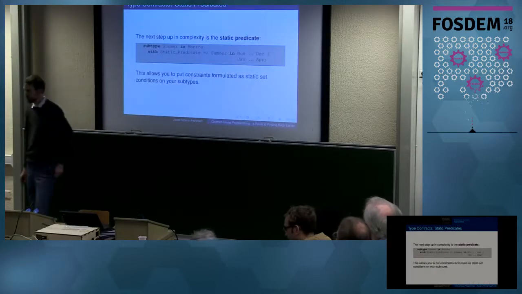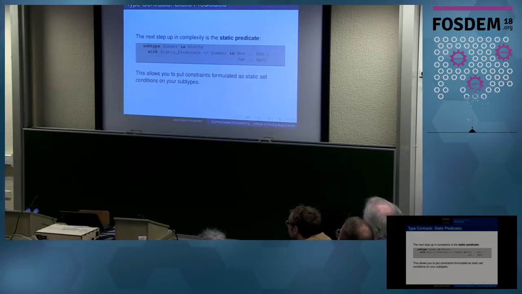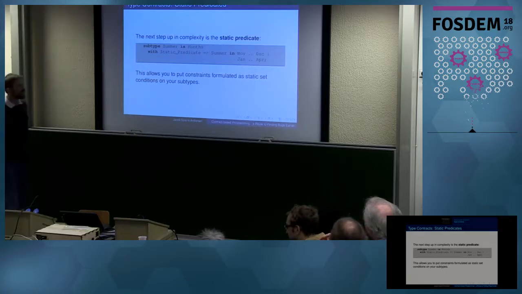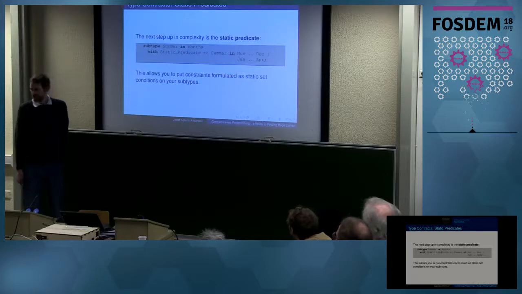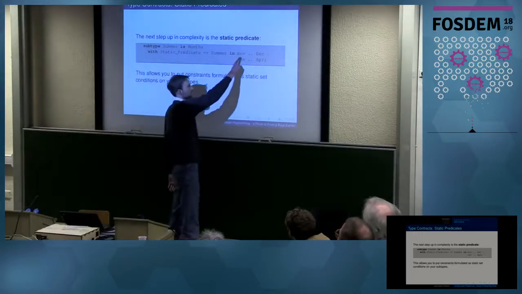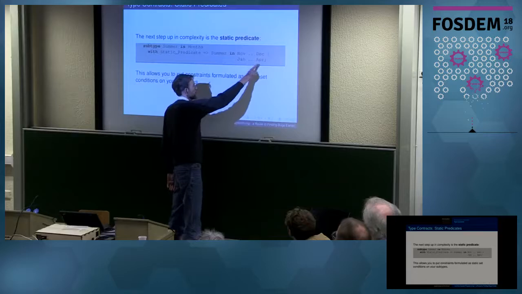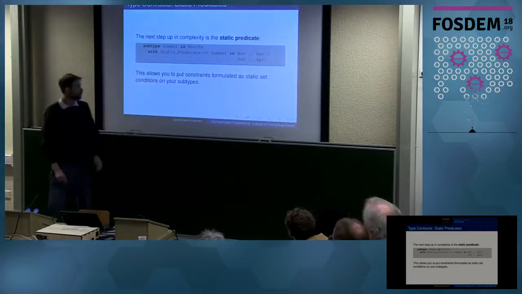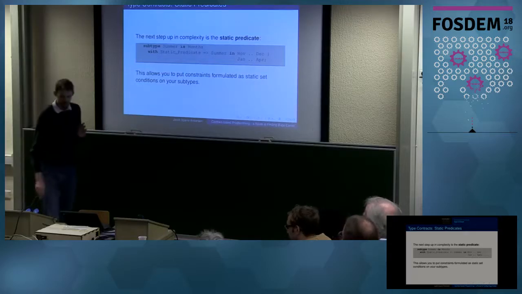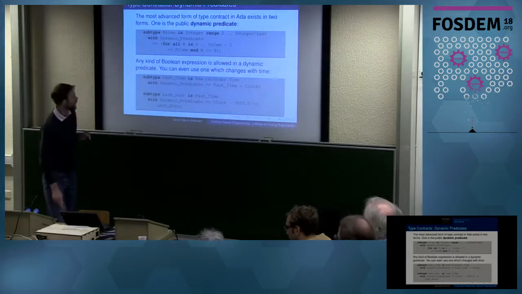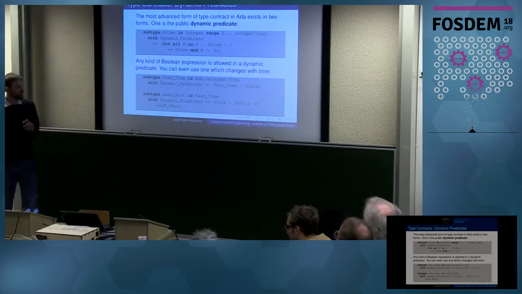The next step up from ranges is called a static predicate. In Mauritius, they say it's summer from November to April, but we don't have wraparound on enumeration types. So I have to say that, okay, that means it's from November to December or from January to April. We'll just go on, and up from that we go from static predicates to dynamic predicates.